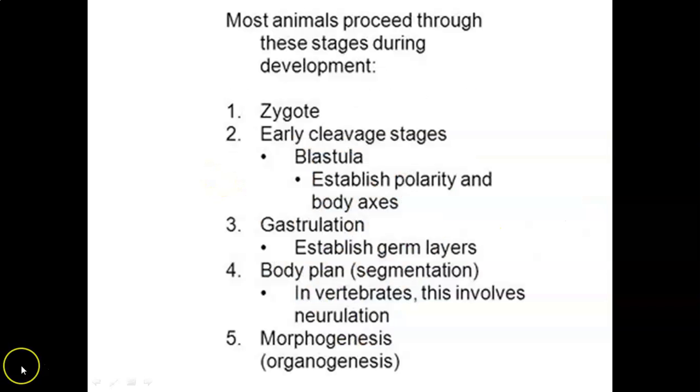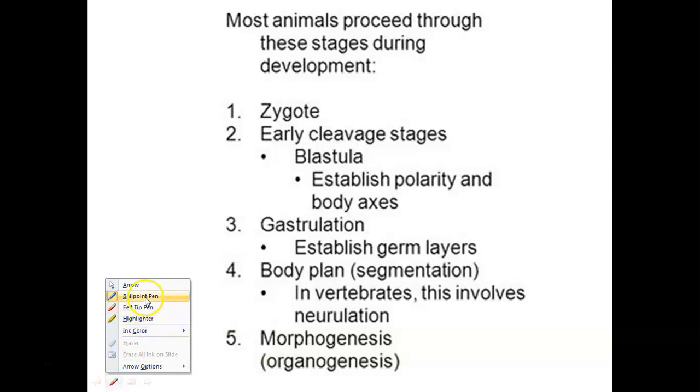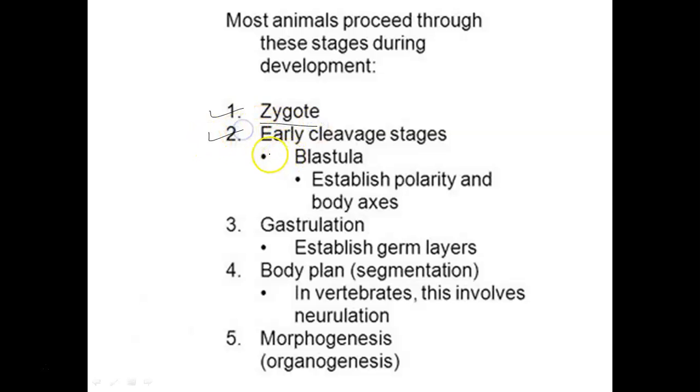So in most of the animals, these stages occur during the zygote development, that is after fertilization. The first is zygote develops and it divides rapidly through, of course, mitotic division. But this type of division, the cleavage, is slightly different from mitosis. We will see in the coming slide.